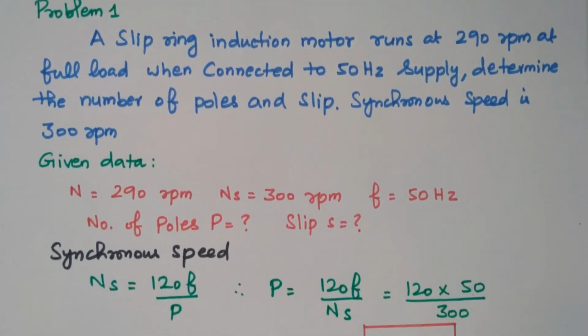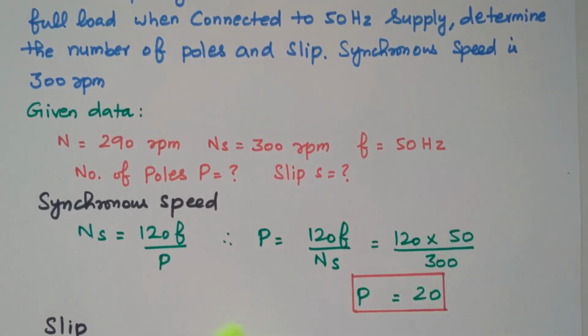First we will find the synchronous speed. The formula for synchronous speed is Ns equal to 120 f by P. Here the synchronous speed is given and the frequency is also given, so we can easily calculate the number of poles. By interchanging these two parameters, P equals 120 f divided by Ns. P is brought to the numerator and Ns to the denominator, so we get the expression for poles: 120 f by Ns, equal to 120 into the frequency, 50, divided by the synchronous speed, 300.